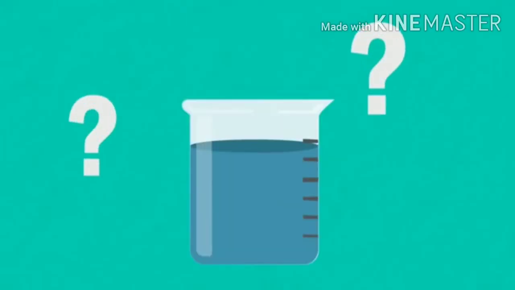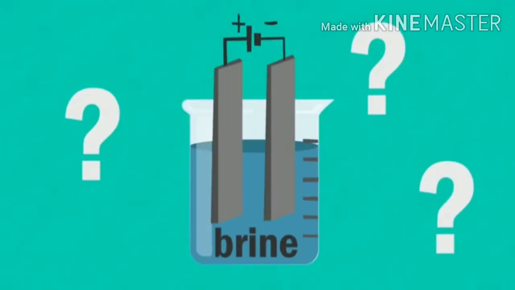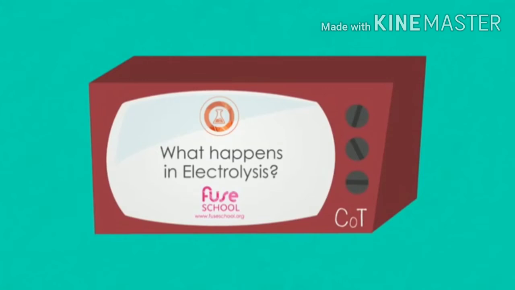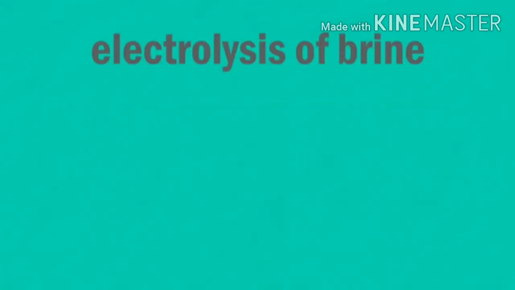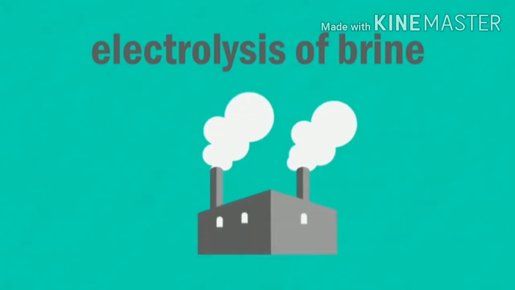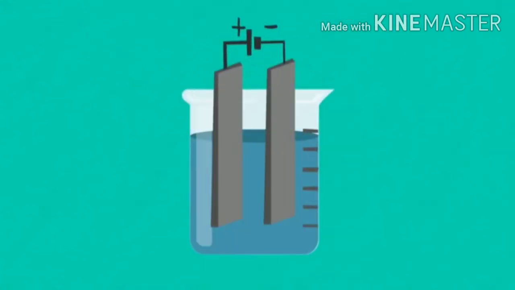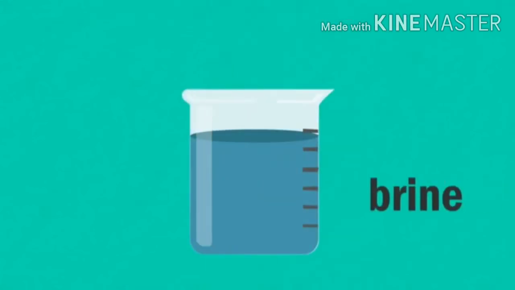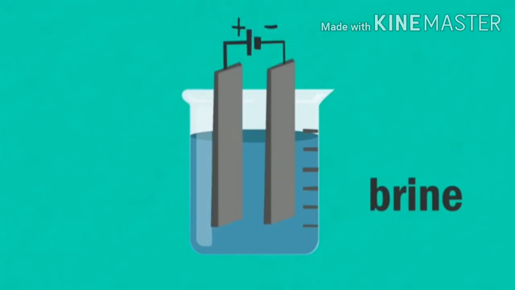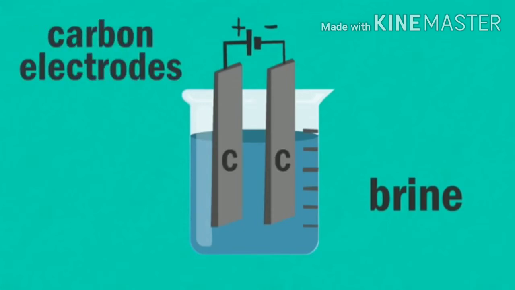This lesson looks at what happens when brine undergoes electrolysis. You may need to look at our lesson What Happens in Electrolysis before going any further. The electrolysis of brine is an industrial process which is carried out on a large scale, but we can look at the process on a smaller scale in the laboratory. Brine is a saturated solution of sodium chloride. We don't want the electrodes to become part of this reaction, and so we use carbon electrodes.